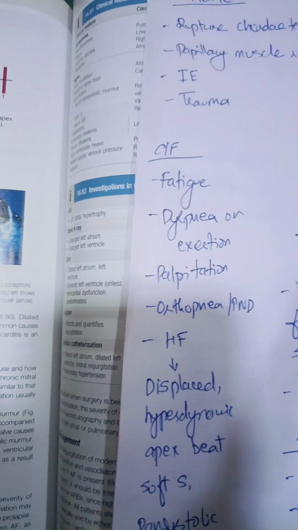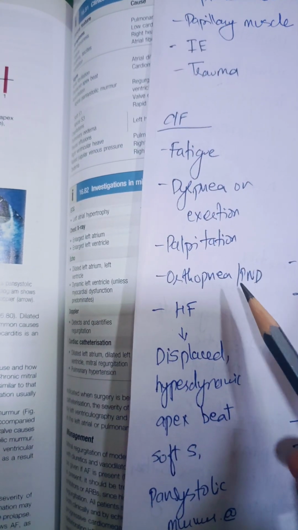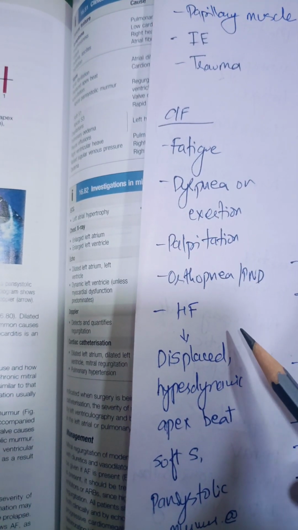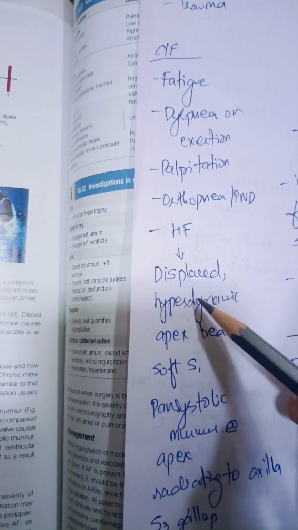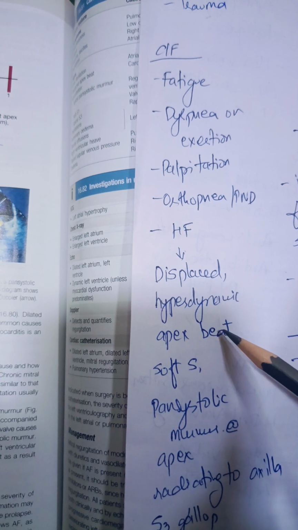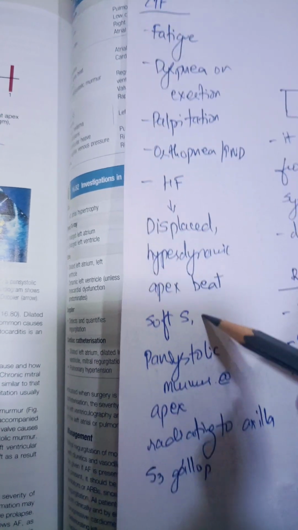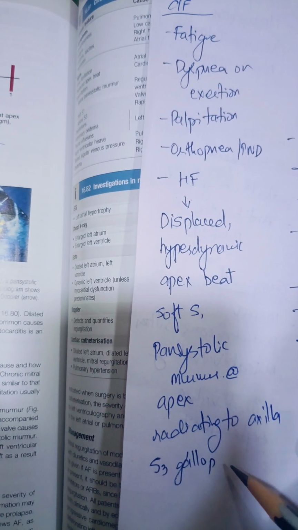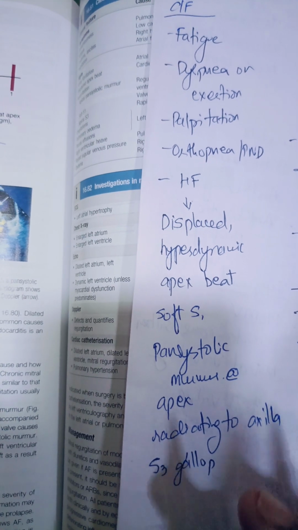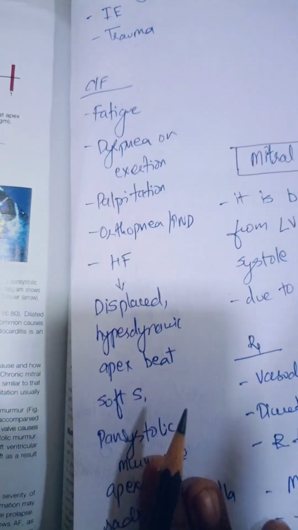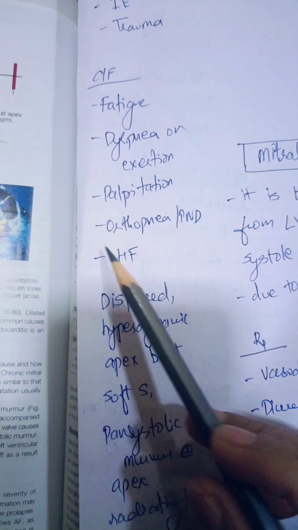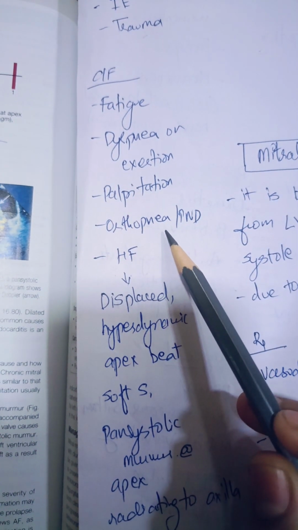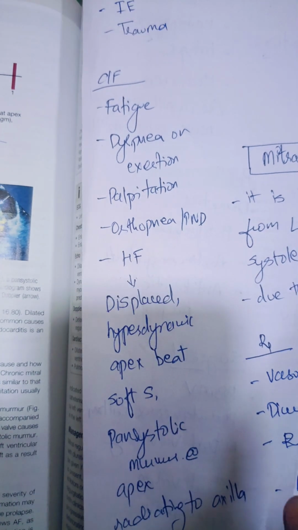Clinical features are fatigue, dyspnea on exertion, palpitation, orthopnea, PND, and heart failure signs, which is displaced hyperdynamic apex beat, soft S1, pansystolic murmur at apex radiating to axilla, and S3 gallop. In mitral regurg, there are similar symptoms like mitral stenosis with heart failure symptoms.